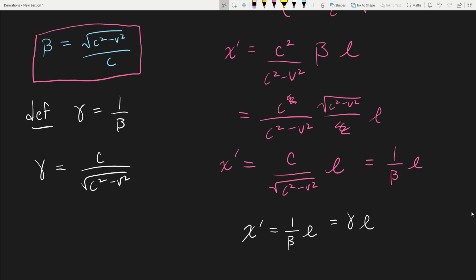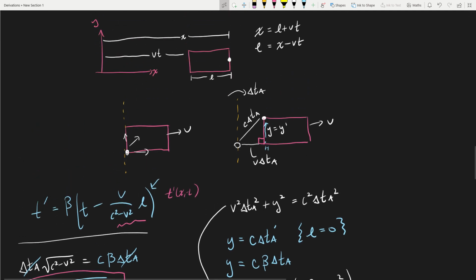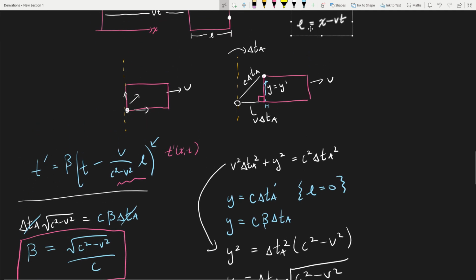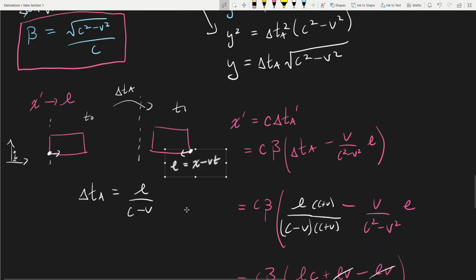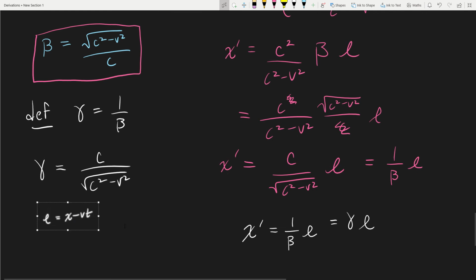Now, what's L? We also gave a definition for L earlier that I'm going to grab quickly. We gave that right here. L equals x minus vt. So we're getting very close to the standard result that we're used to seeing. L is x minus vt. So then we get gamma times x minus vt.